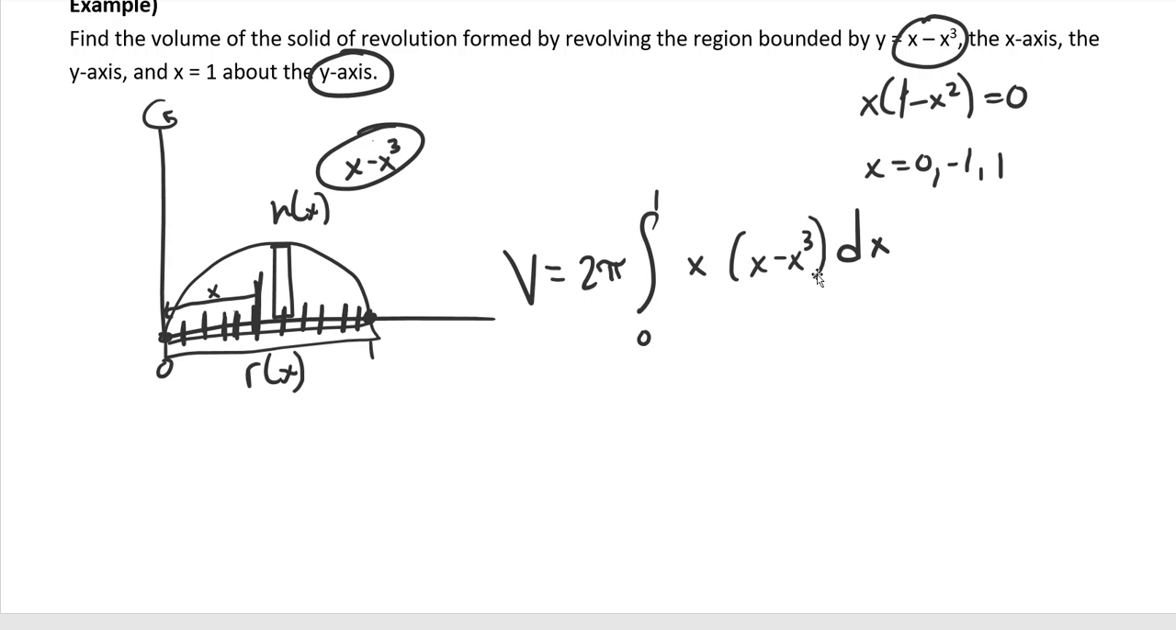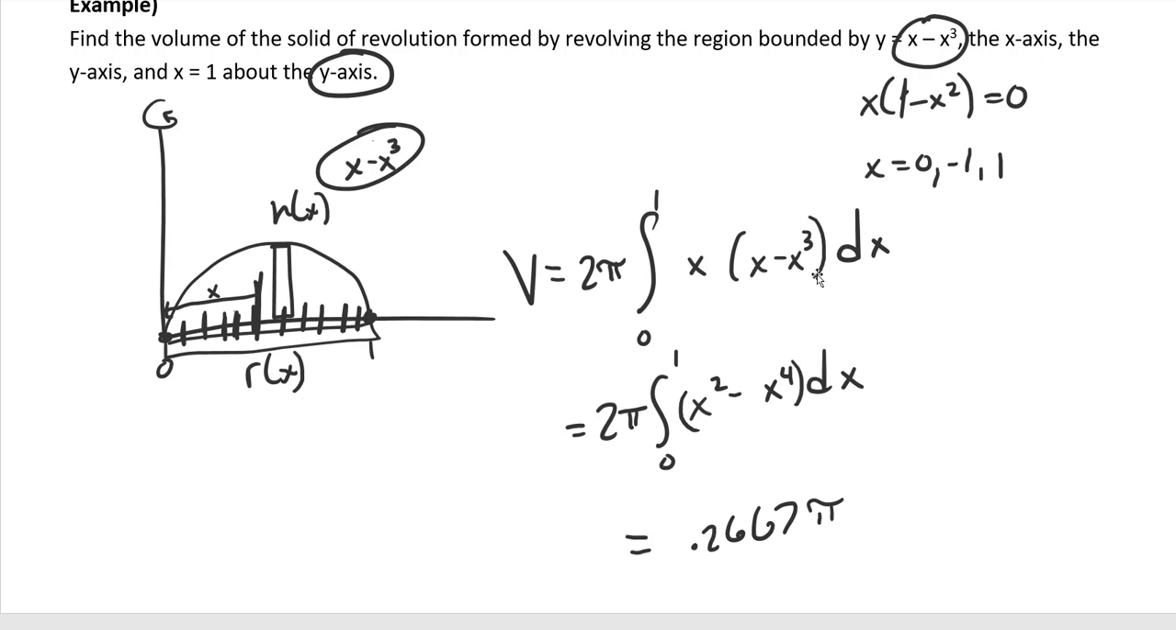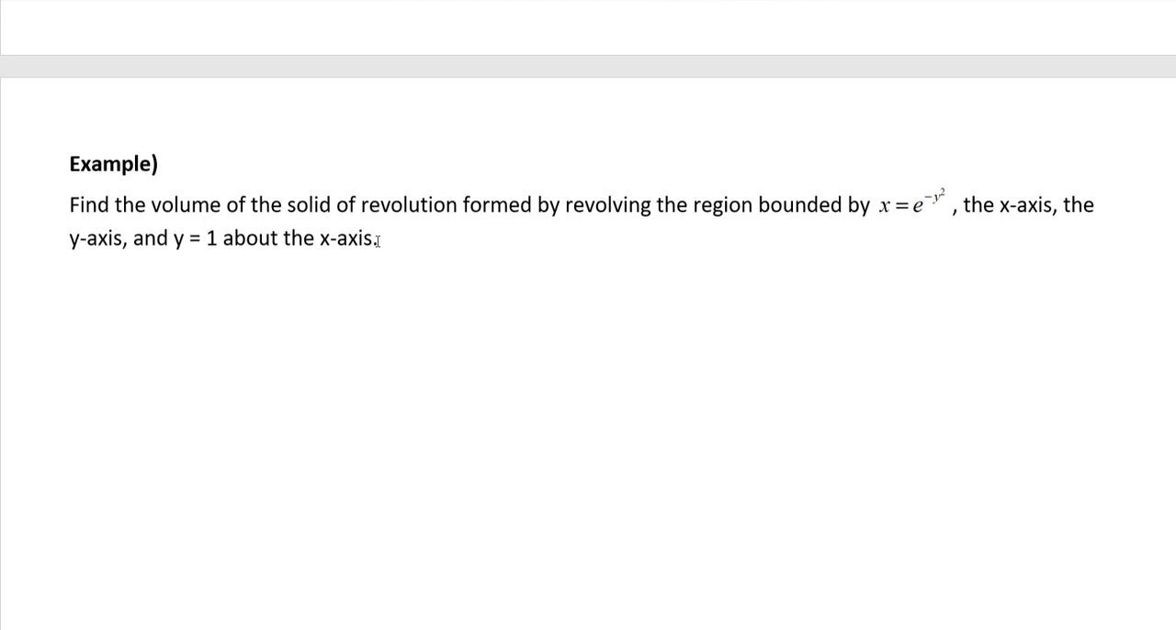And when I do that, if you're going to do it longhand, you're probably going to multiply out and say this is really x squared minus x to the 4 dx. And then you do it longhand, and you're going to get somewhere around 0.2667 pi. That thing is 0.26 repeated, but something like that. Okay, that's what you're going to get there.